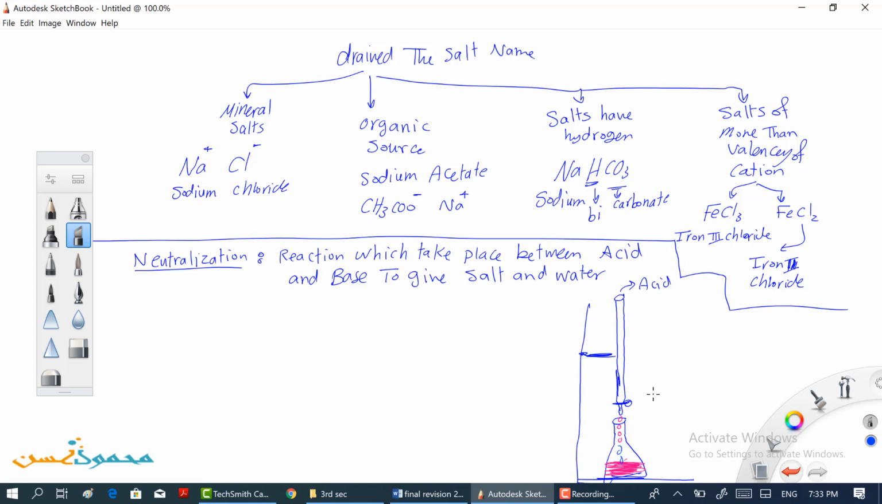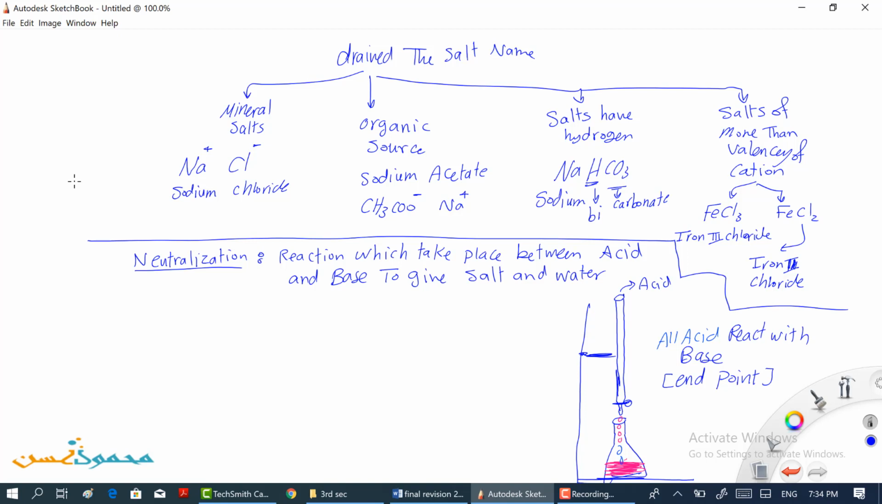Acid is added to the base till all the acid reacts with the base. The solution color changes to colorless. This point is called the endpoint. What's meant by the endpoint in neutralization? All the acid has reacted with the base.